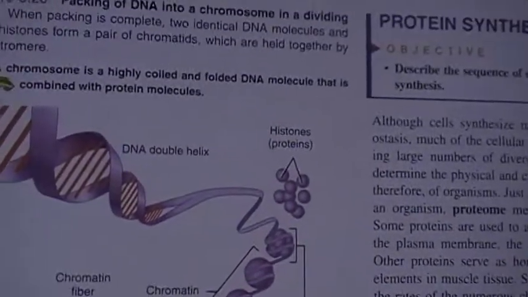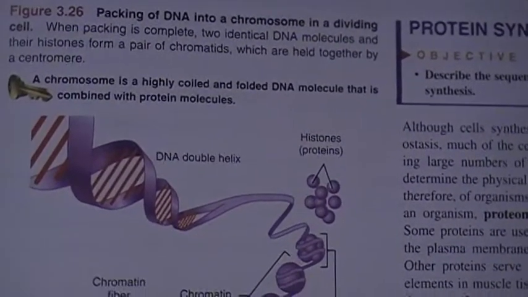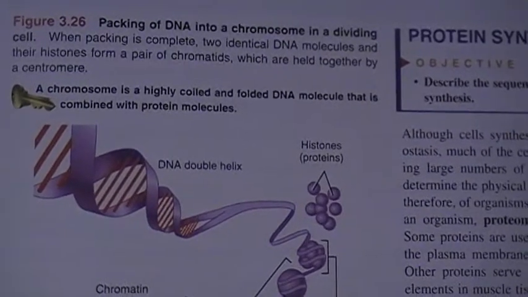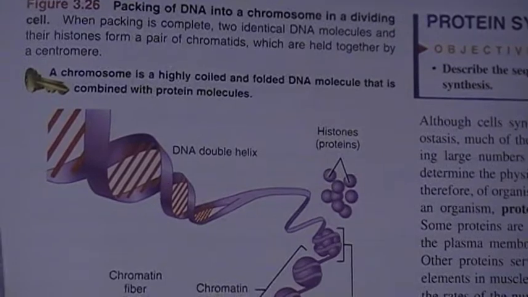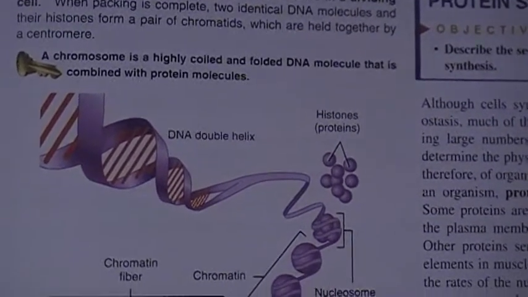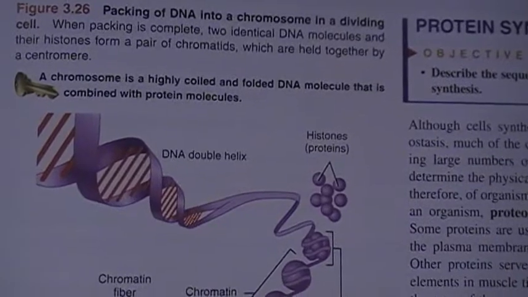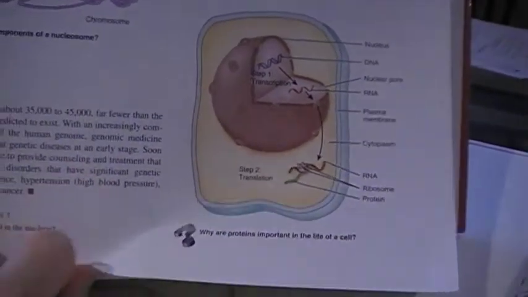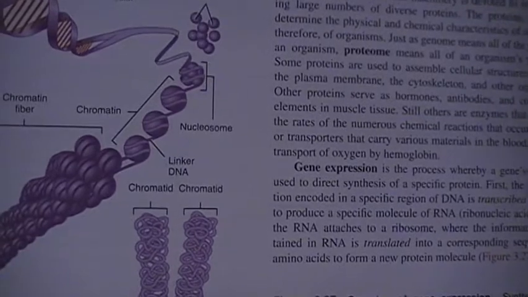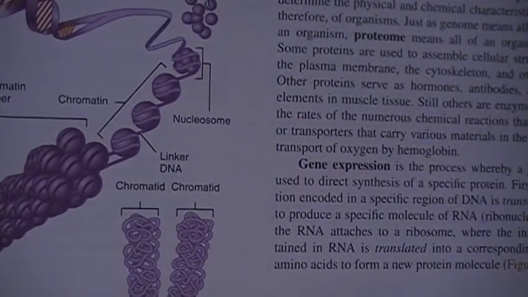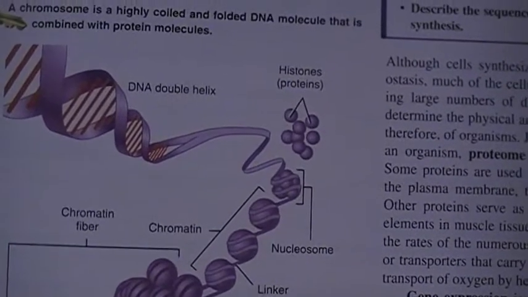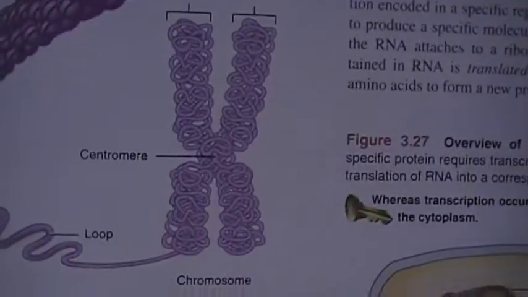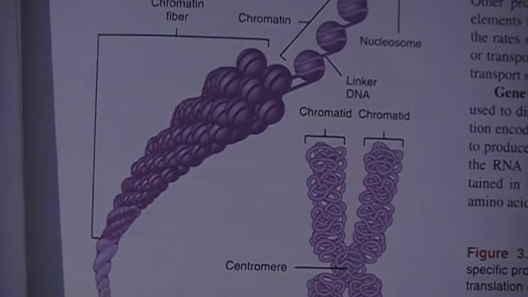A chromosome is a highly coiled and folded DNA molecule that is combined with protein molecules. That's the chromatin. That's the chromatin fibre.